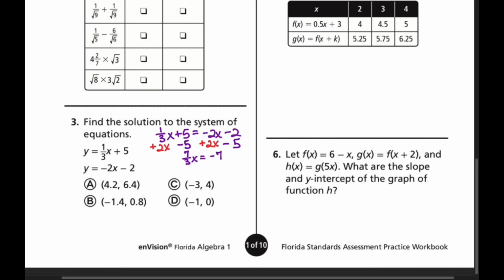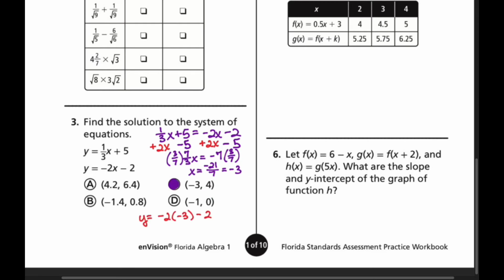And I just converted that mixed number, the 2 and 1 third, to an improper fraction. So if you don't remember, that's multiplying 3 times 2 and adding it to 1. So that's 7 thirds. And then I am going to multiply by its reciprocal to get rid of the fraction next to the x. And so on this side, I'm multiplying negative 7 times 3 and dividing it by 7. So I get negative 21 divided by 7, which is negative 3. And the only answer that has negative 3 for the x value is C.